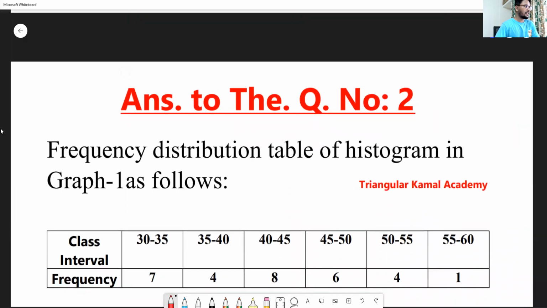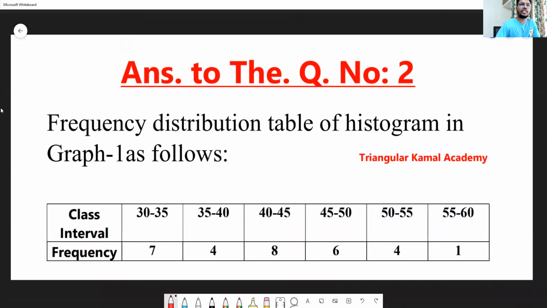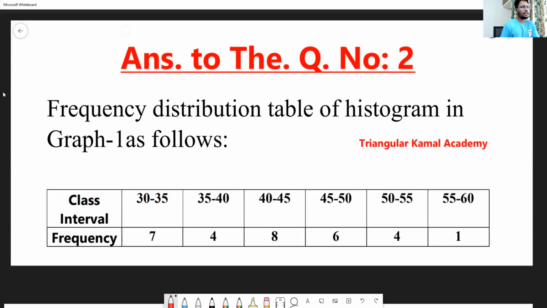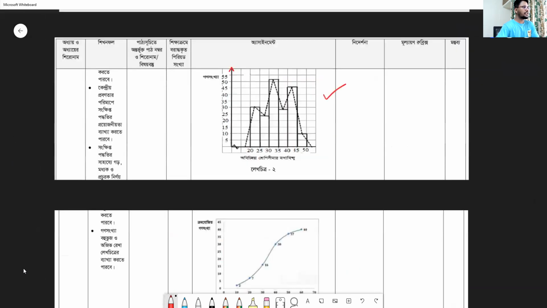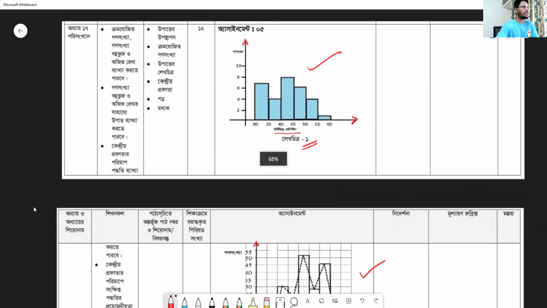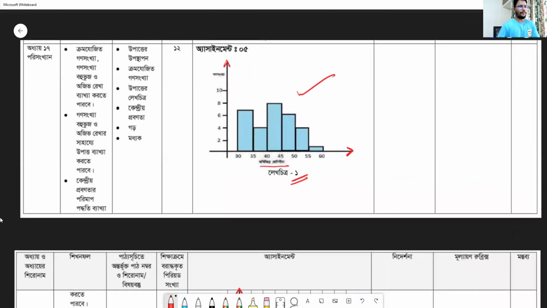Now, the second question: make the frequency distribution table of the 3 graphs. Okay, let me review the graph here. I think it will be better if we discuss from the graph first. In the first graph, the first class interval starts from 30 and ends at 35. For 30 to 35, the frequency goes up to 6 and 7. So there it is 7.